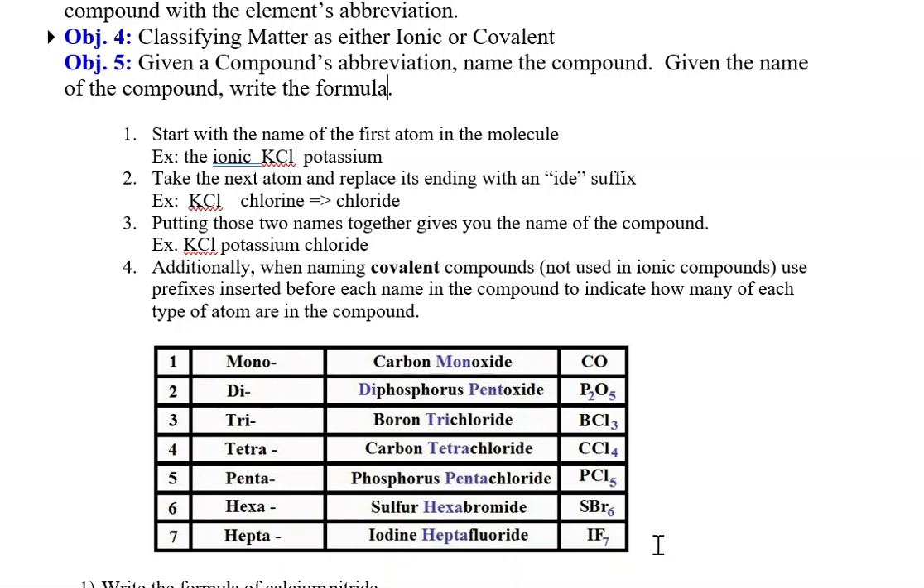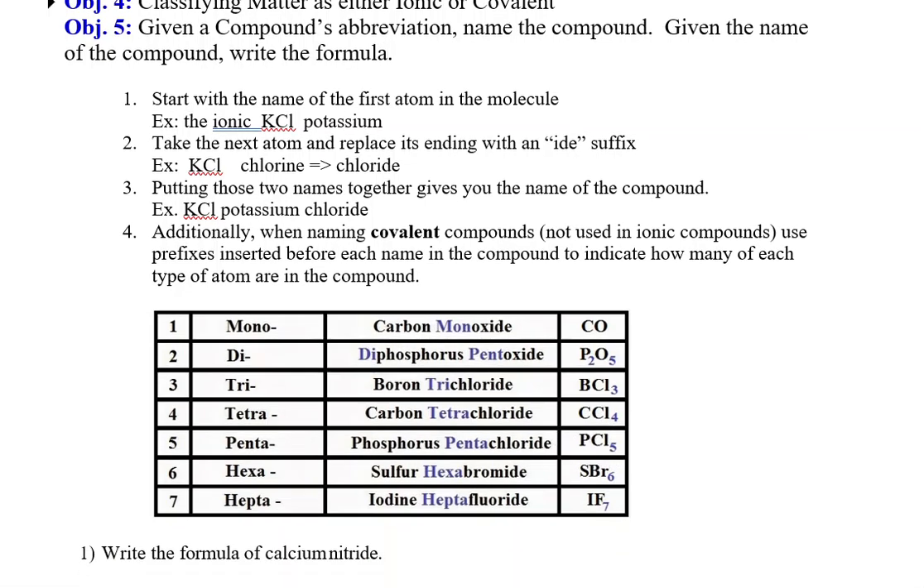We'll look at one more here, and I think you can figure out how to name these. Here I have boron trichloride, sorry about that. Carbon tetrachloride. Phosphorus pentachloride. Anyway, that's how we name these compounds. And from here on out, if I give you any compound, I want you to be able to write out its name if I give you the abbreviation. And if I give you the name of it, like phosphorus pentachloride, I want you to be able to write the abbreviation. So we got to go both ways on that.